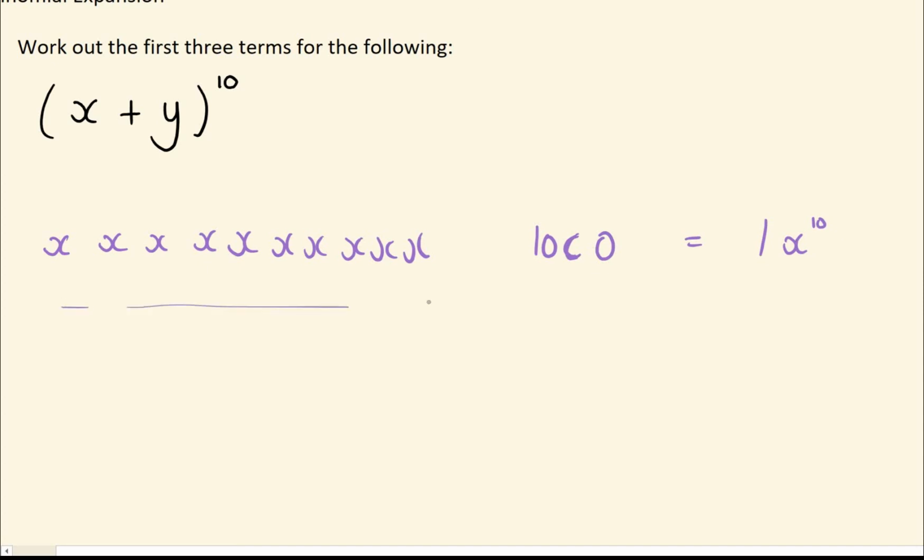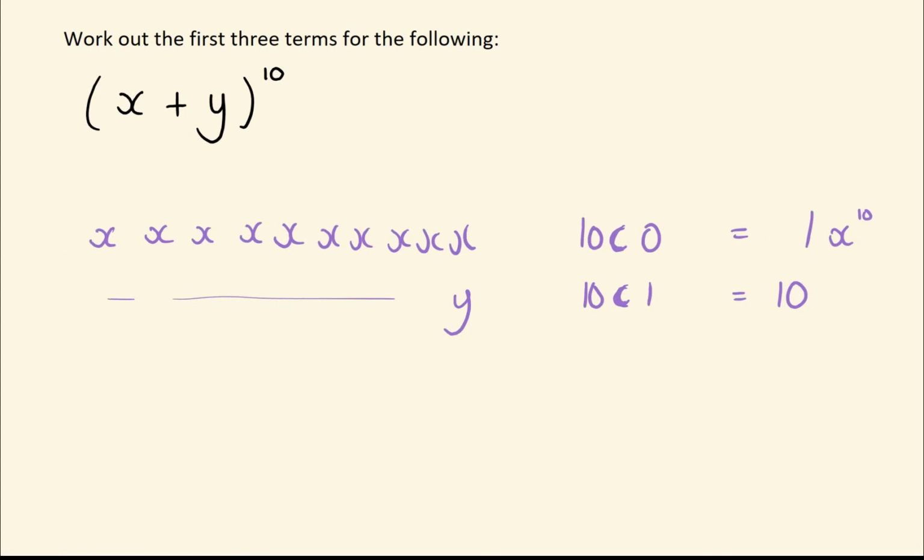Next, I'm going to have a bunch of x's, and I'm going to have 1 y. So now it's going to be 10 choose 1. 10 choose 1 is 10, and I've got 9 x's here and 1 y. So it'll be 10 x to the power of 9 y. Keep going. Next one, I'm going to have 2 y's. So it's going to be 10 choose 2. 10 choose 2 is 45. I have 8 x's now, and I've got 2 y's.